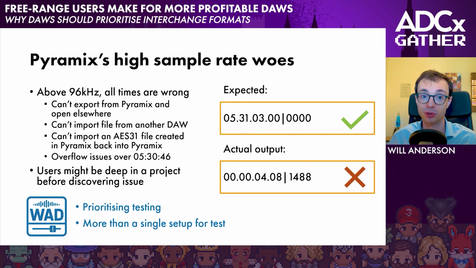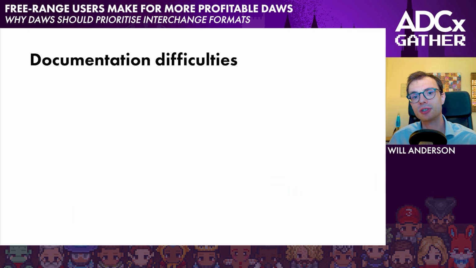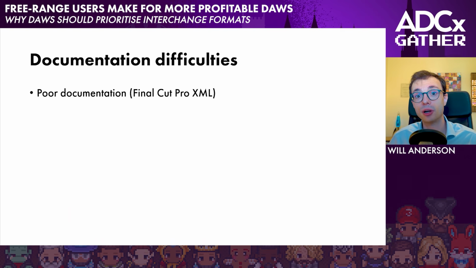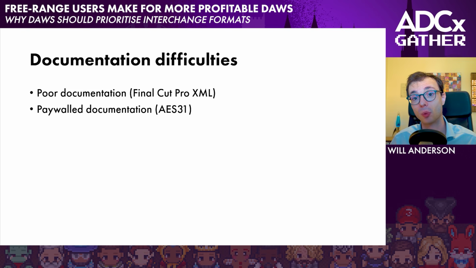Robust testing is important. My last woe isn't DAW specific, but is instead about poorly documented or difficult to access interchange formats. The original Final Cut Pro XML interchange format for nonlinear video editors has rubbish documentation. Conversely, the newer Final Cut Pro X XML interchange format has beautifully laid out clear documentation, which makes it much easier to implement. AES31 suffers in a different way, in that the documentation is only accessible if you are a member of the Audio Engineering Society, adding yet another barrier to those who want to implement it.